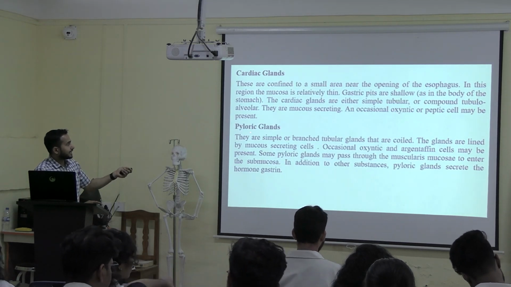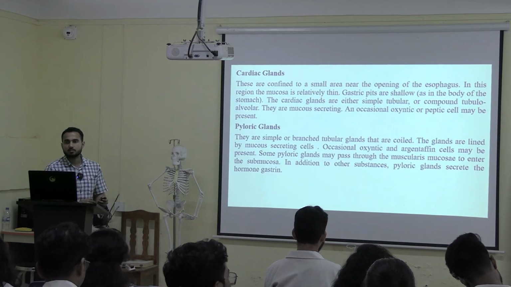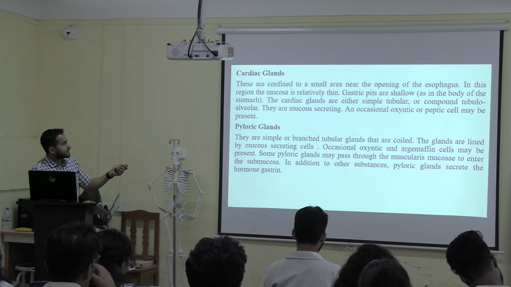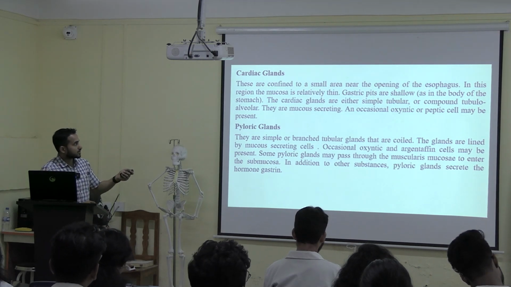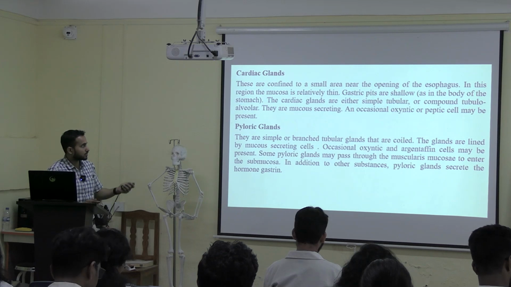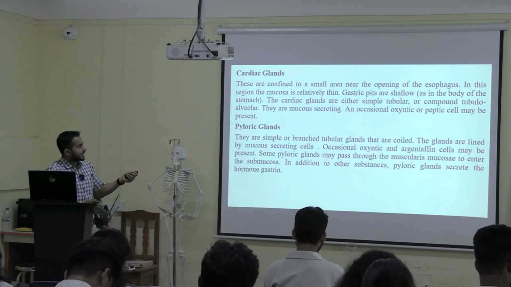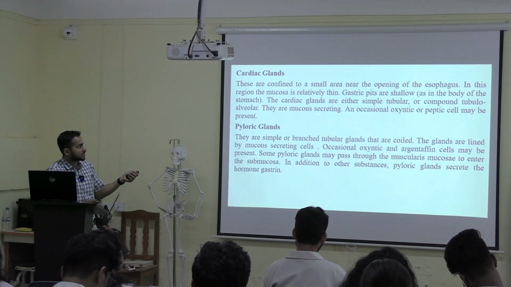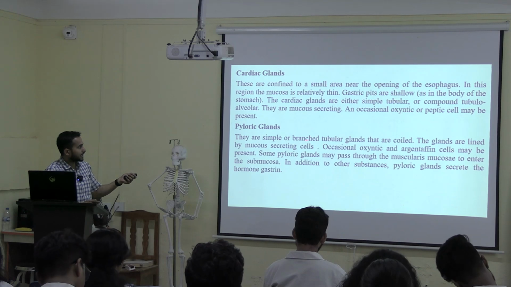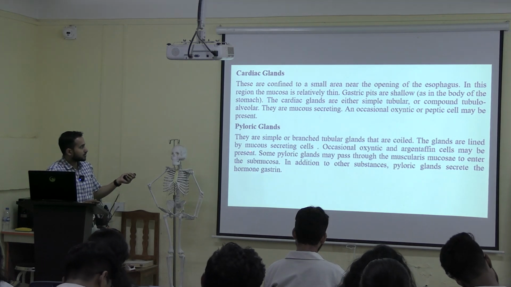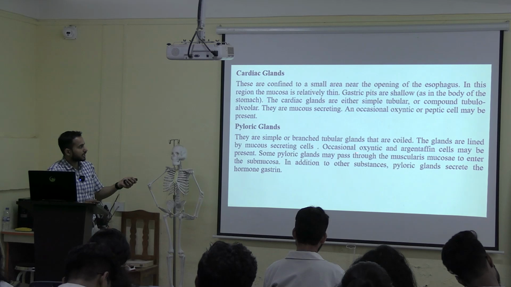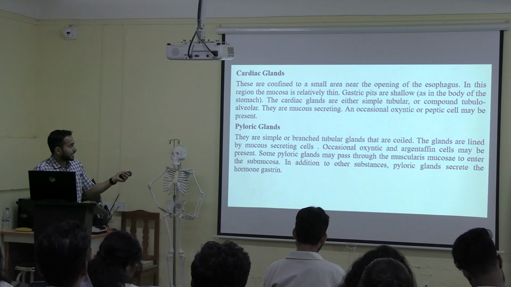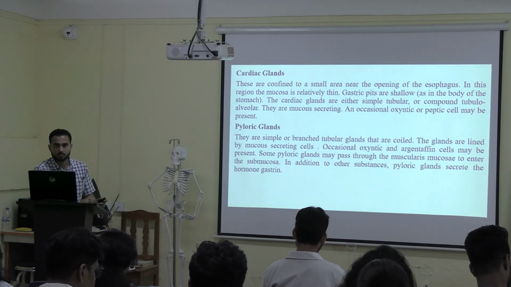Next, in case of cardiac gland and pyloric gland, as I said, they are nothing but the mucus secreting cells. So these cardiac glands are confined to the area of the esophagus, where the esophagus is attached to the stomach. The cardiac glands are either simple tubular or compound tubulo-alveolar gland. These are the classification of the gland. Mainly they are mucus secreting. Next, in case of pyloric, they are branched tubular or coiled gland. They are also mucus secreting. And occasionally oxyntic or argentaffin cells may be present, but in most of the cases these are absent. So pyloric gland कहाँ पे रहेगा? At the pyloric end of the stomach.